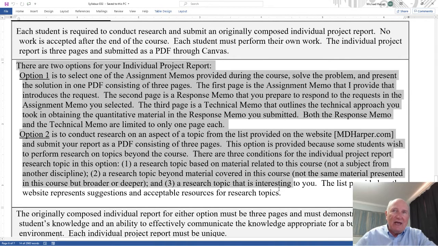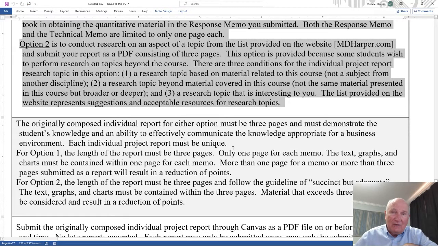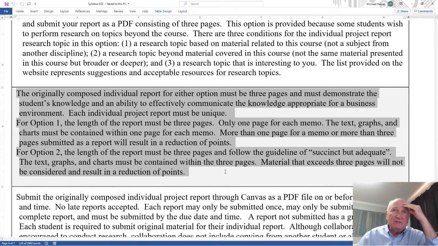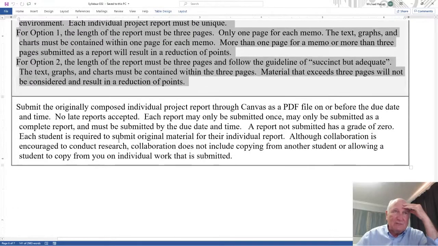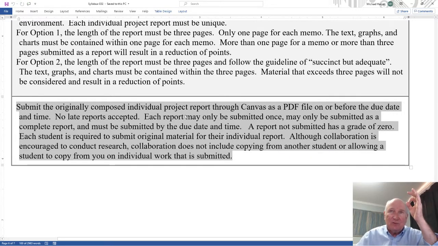I'm not going to go over this now because it's going to be the end of the course. After the break, I will give a video and I'll go over these 2 options and show you once you have the material behind you in the course, then this will make much better sense, okay? The individual project report will be 3 pages, and this is talking about how to do those 3 pages and submit the originally composed individual project report through Canvas as a PDF file.